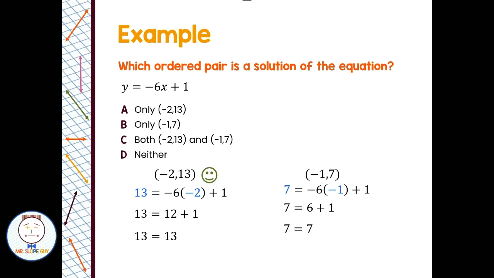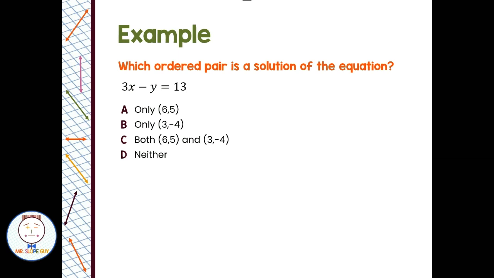So look at this one. We have 2 smiley faces. We have 2 answers that work, or 2 solutions to the linear equation. So both (-2, 13) and (-1, 7) are both solutions.